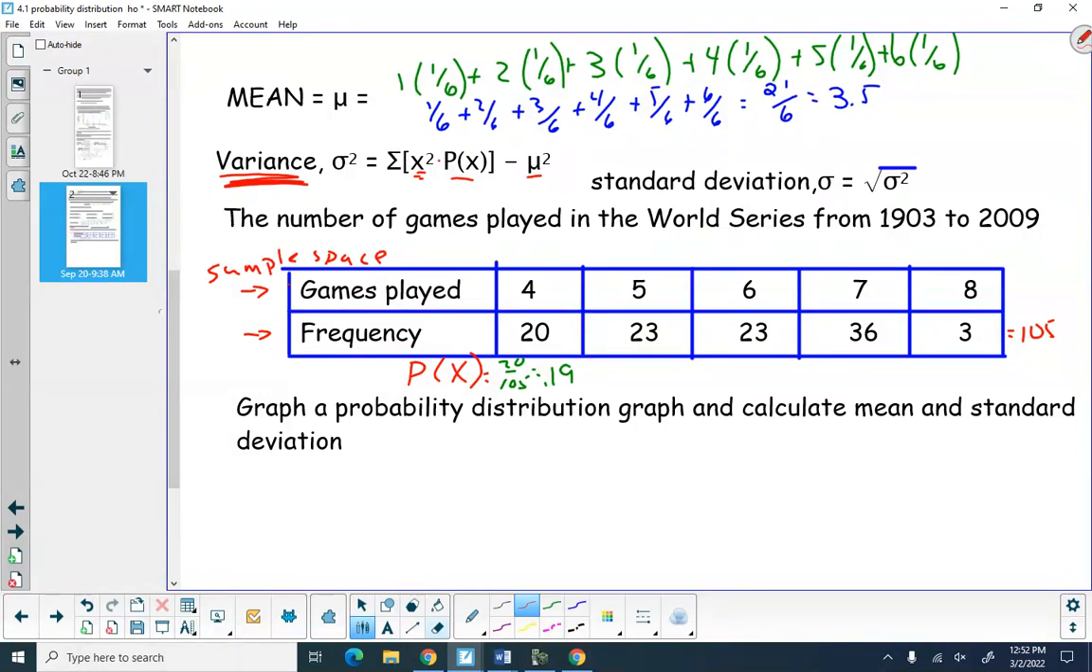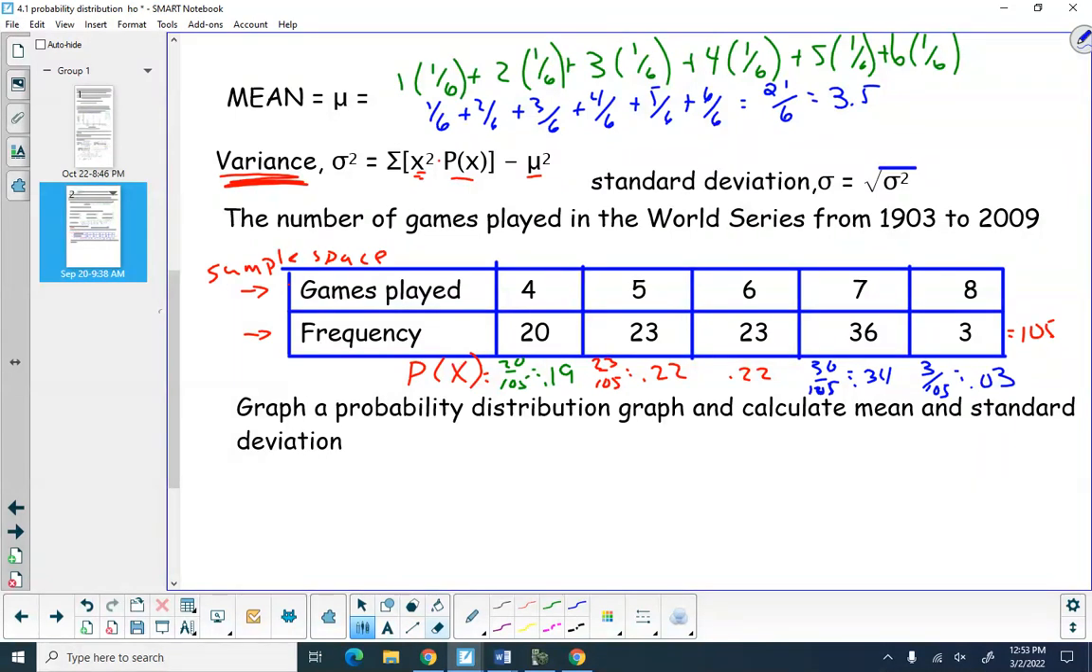Then we have 23 out of 105. So you have to create a probability for each one of these. That gives us 0.22. This is also 23 out of 105, 0.22. Then we have 36 out of 105, which is 0.34. And then we have 3 out of 105, which is 0.03.